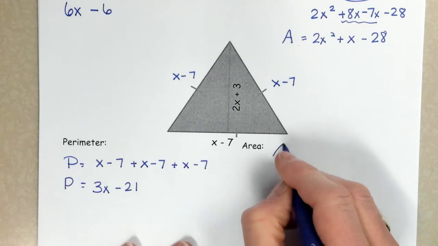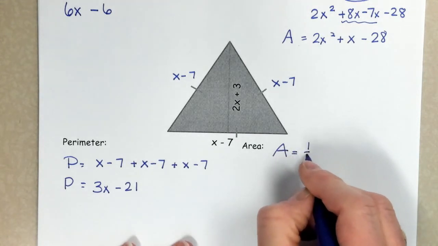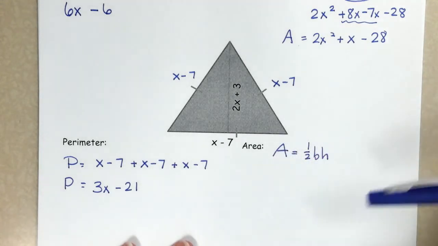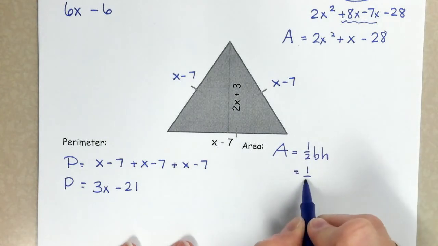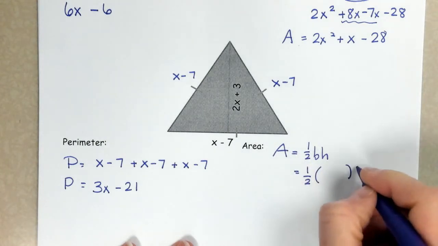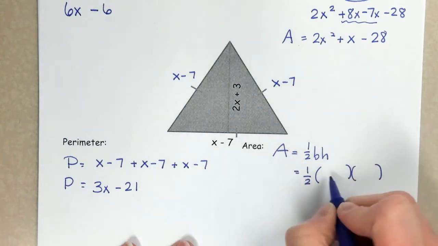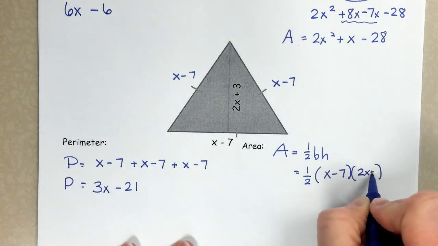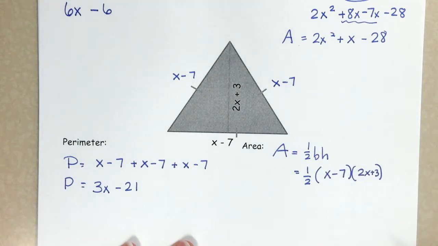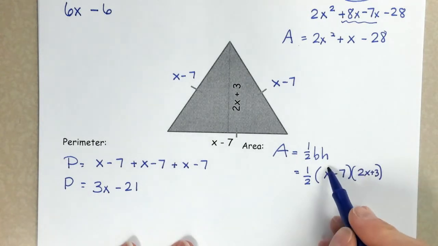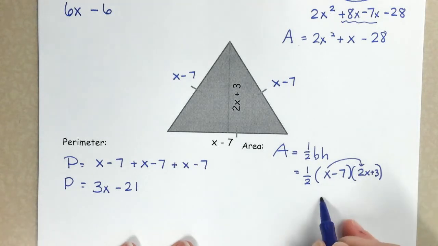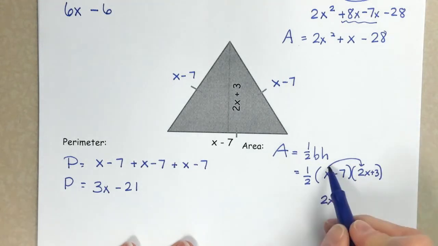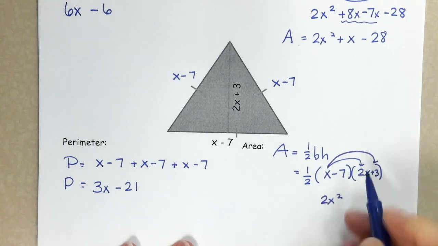Area of a triangle we have done less often. Remember to do 1/2 times base times height. We're going to save that 1/2 for the end usually. Let's do base times height. Base will be x minus 7. Height will be 2x plus 3. So remember, if you have 3 things to multiply, just pick 2 and multiply first. I'm going to pick the difficult 2. I'm going to pick x times 2x. Add my exponents together, get 2x squared. x times 3, so 3x.